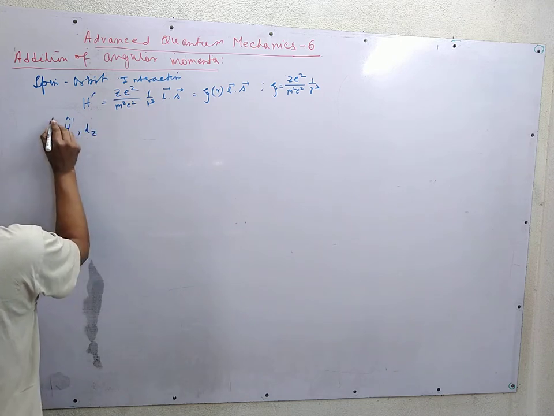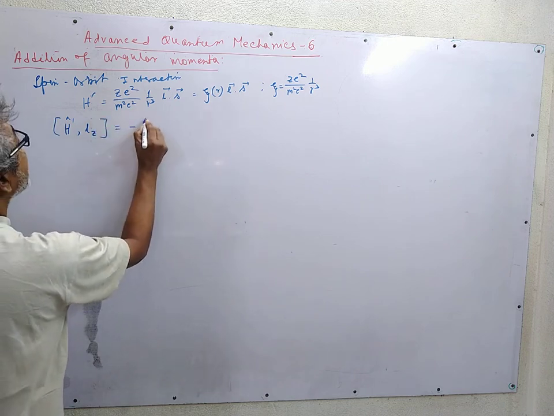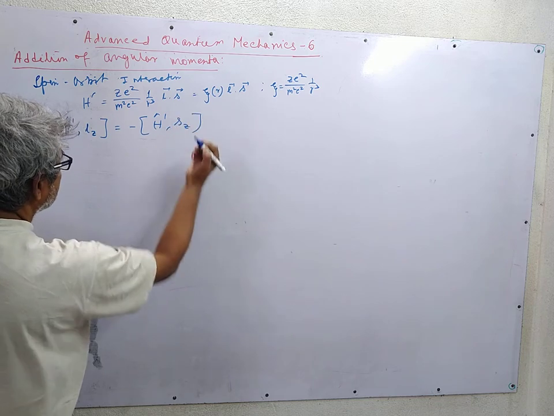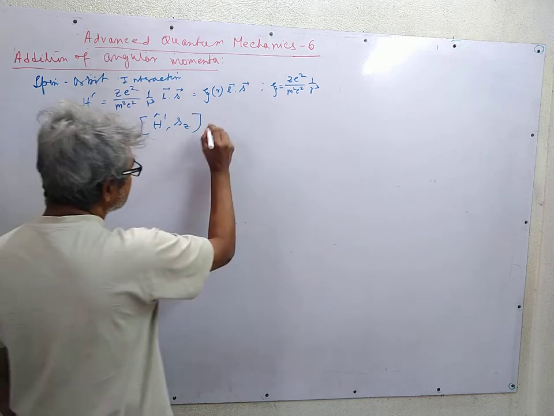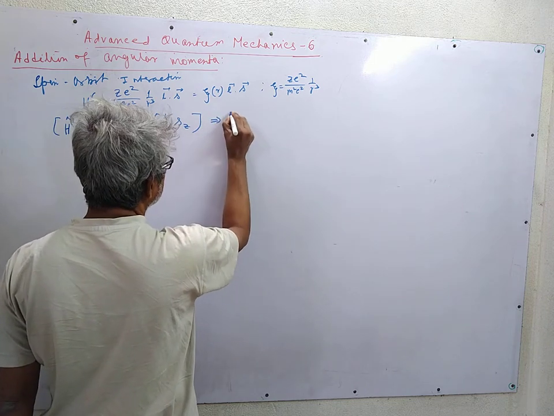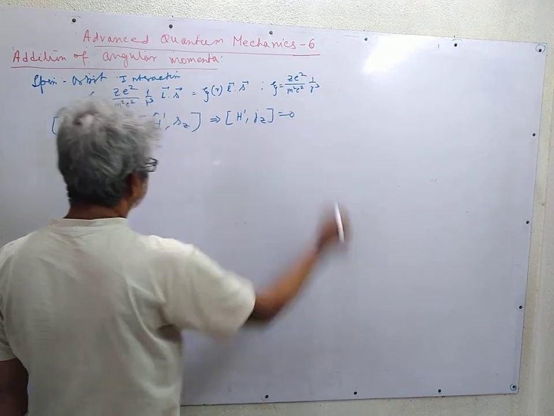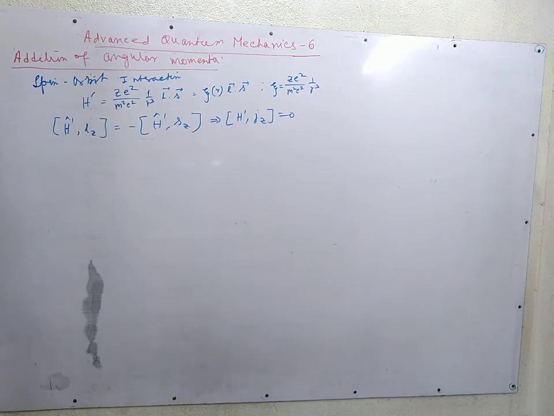If we perform the calculation in this fashion, we see that the commutator of h prime with Lz is equal to minus the commutator of h prime with Sz, and not 0, which indicates that the commutator of h prime with Jz is equal to 0. I am not performing the calculation, which can be evaluated exactly in the way we did in the earlier example of the addition of two orbital angular momenta.